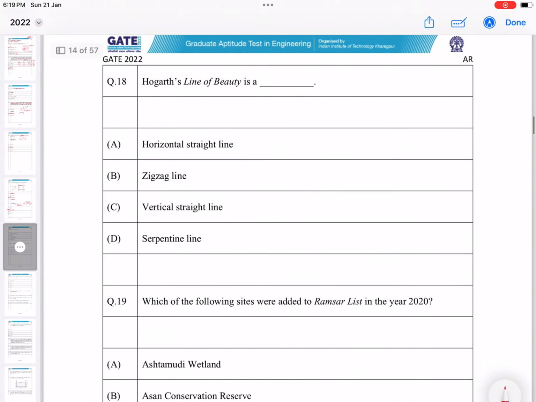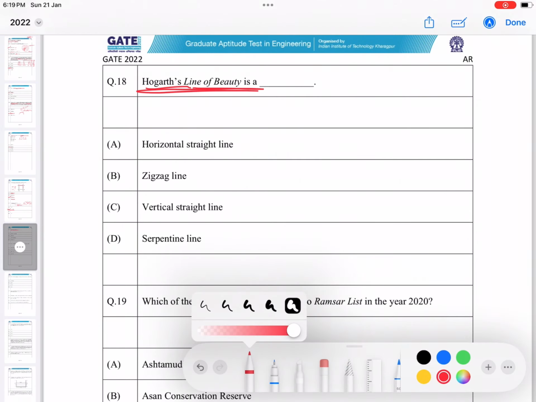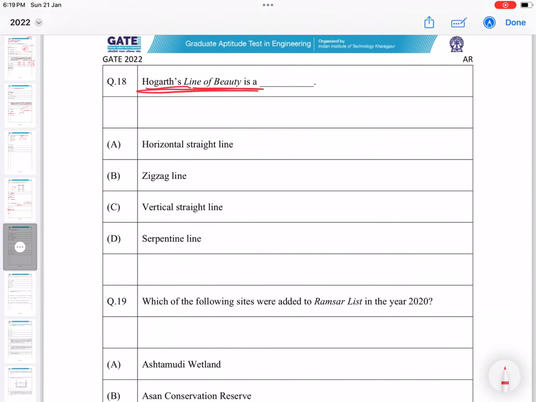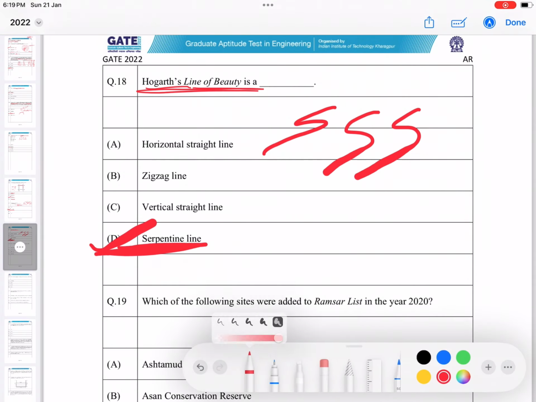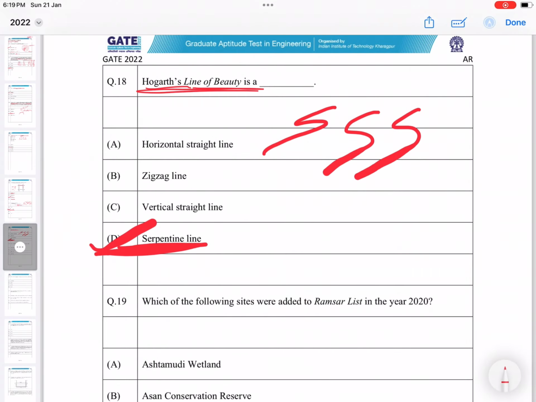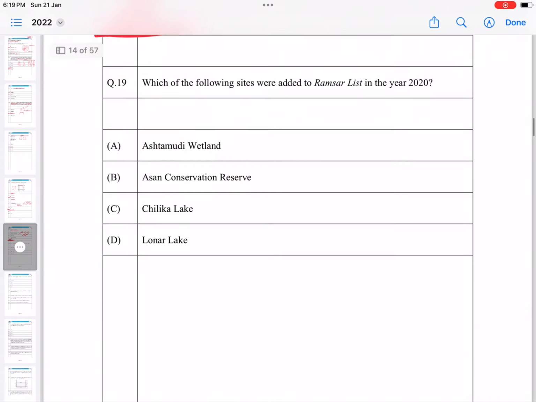Moving on to question number 18. Hogarth line of beauty is... The Hogarth line of beauty is certainly the more curvaceous line. They used to call it the serpentine line. So these are the lines of beauty. So the answer is the D one. These are the lines of beauty.